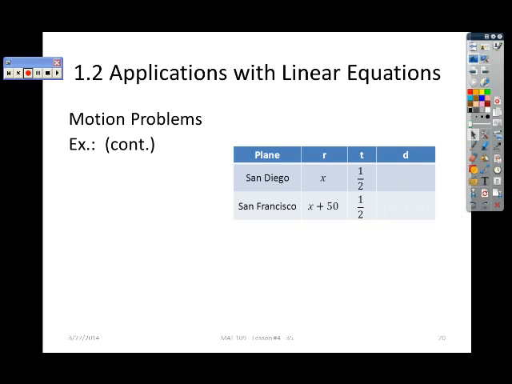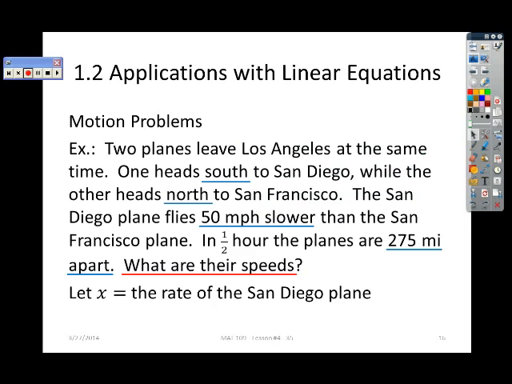What does the 275 miles say? What is 275 miles? Distance of what? So does that mean each of them flew 275 miles? How far apart would they be if they each flew 275 miles? They start here, and this one flies 275, and this one flies 275. How far apart are those? 550. So I can't put 275 on each of those.